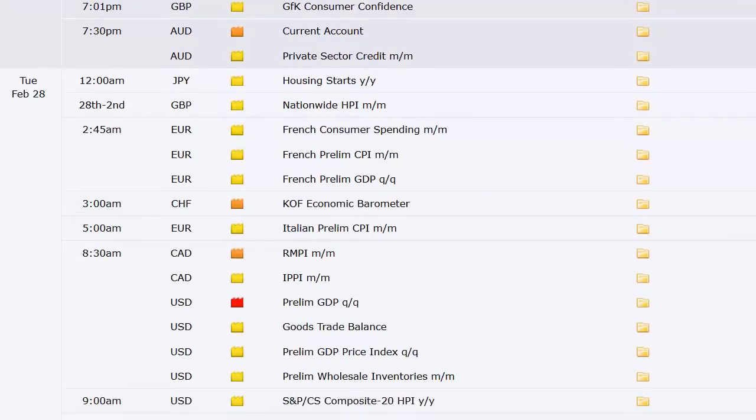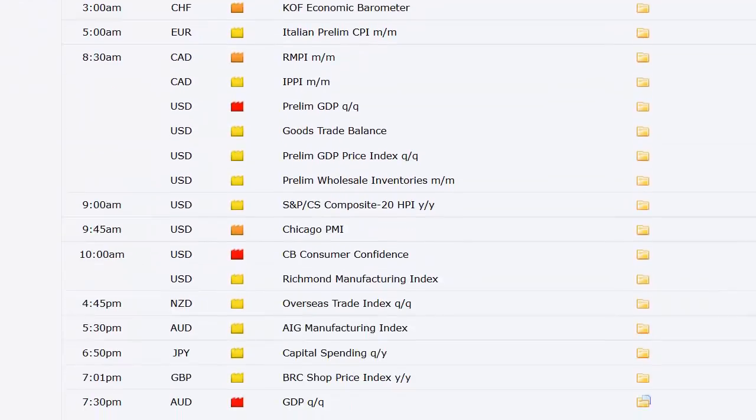This is Tuesday. French consumer spending, French preliminary CPI and GDP. Italian preliminary CPI. Canada, Tuesday morning here in the US, RMPI and IPPI. First, the preliminary GDP for the fourth quarter. No, sorry, this is the second look at GDP for the fourth quarter because this is February. Still an Obama number. The goods trade balance, that's a big one. We're usually half size ahead of that, and not necessarily the second GDP, but the trade balance number. So we'll be half size Monday going into Tuesday.